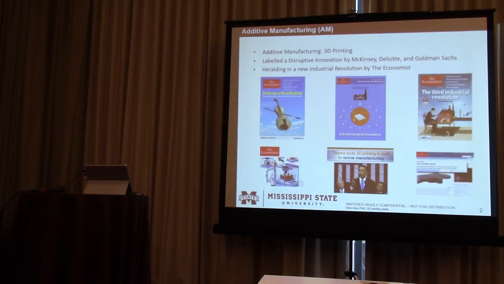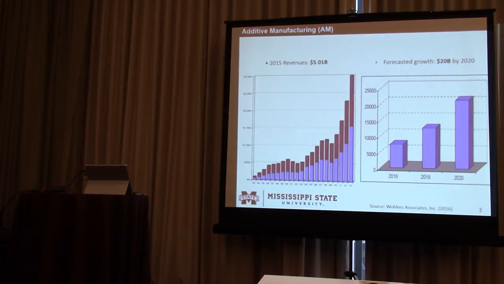Additive manufacturing, colloquially known as 3D printing, has been labeled as a disruptive innovation. It's been featured several times by President Obama, and it's also featured on the cover of The Economist four times just within the recent two years. Right now, additive manufacturing is evolved, commercialized, and applied in many industries. It's valued at more than $5 billion, and it's also expected to grow up to $20 billion by 2020.